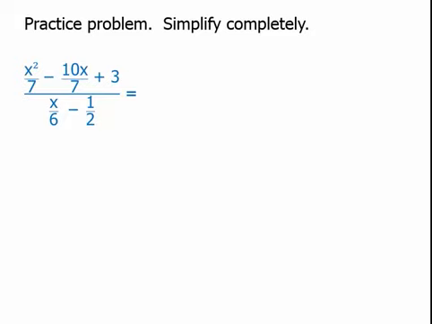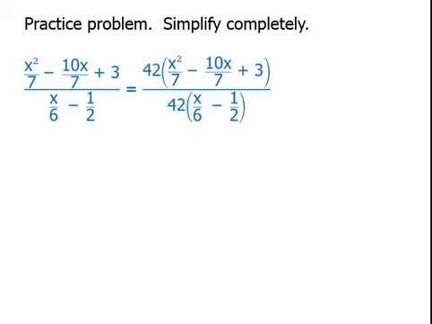Here's a practice problem. Pause the video, and then we'll talk about this. Okay, so what we're going to do here is multiply by the least common multiple of 2, 6, and 7. That least common multiple is 42.